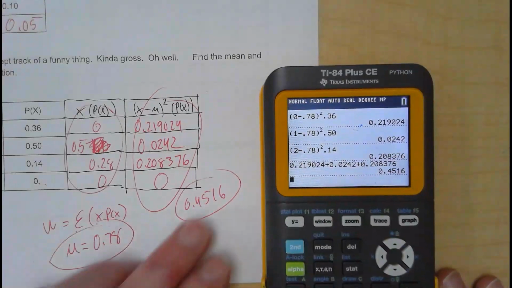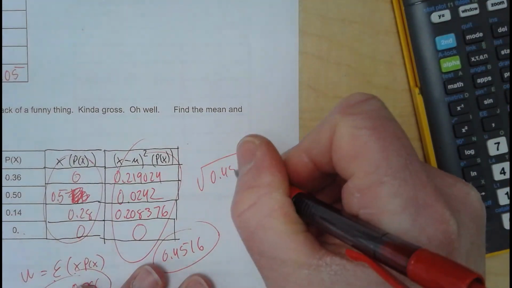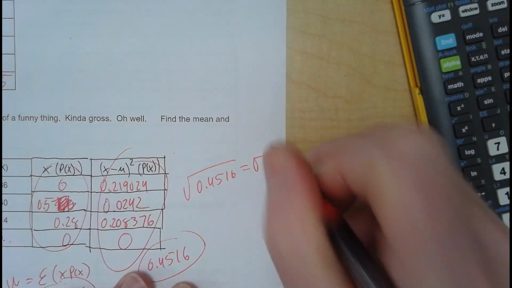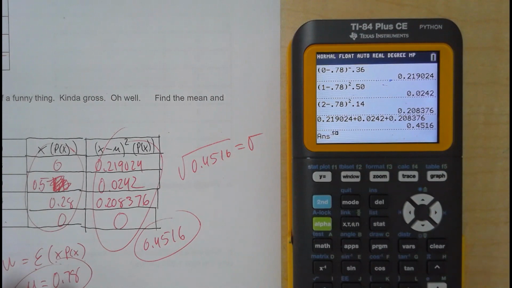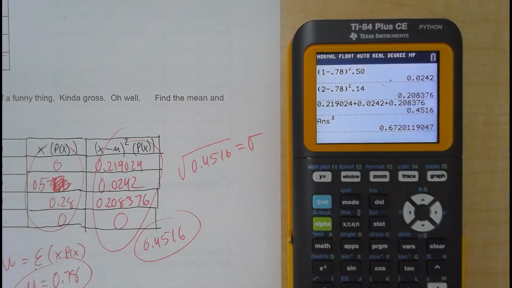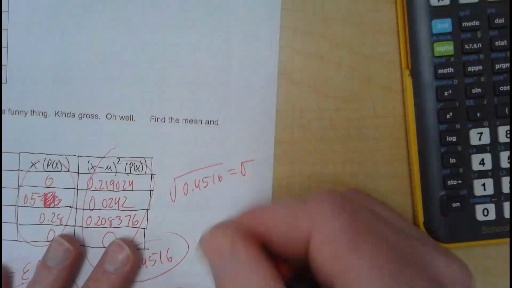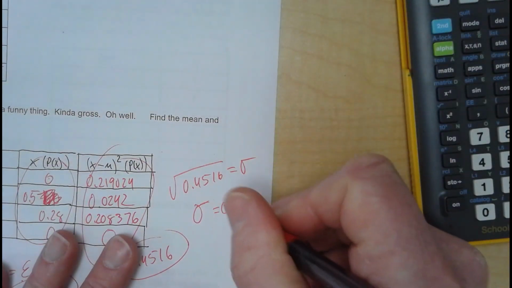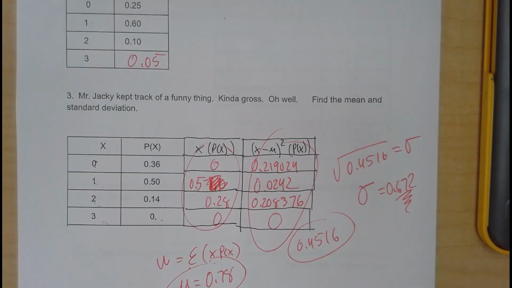All right, then I'm going to take the square root of that. So it's the square root of 0.4516. That's going to be my standard deviation. And so I hit second and then 0.5 because that's the same thing as square root. And 0.672. Alrighty, that's the first page.